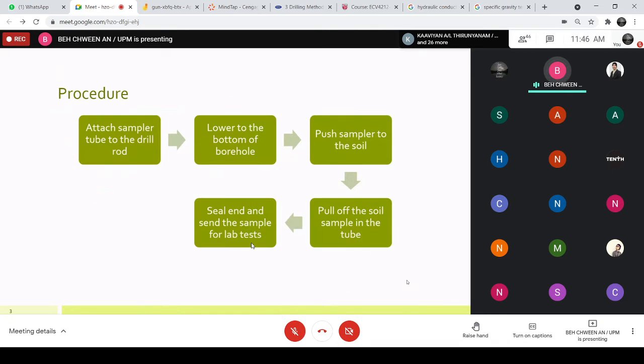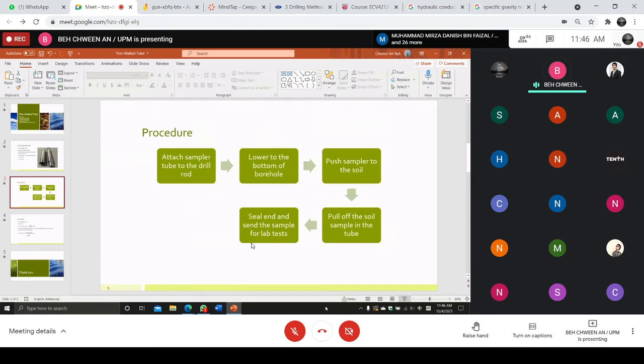This is the procedure on how it is used for sampling. First, attach the sample tube, which is the Shelby tube, to the drill rod, and then lower it to the bottom of the borehole, and then push the sampler into the soil, and then pull out the soil sample in the tube, and at last seal the ends of the tube and send the sample for lab test. Before we proceed to the next presenter, I will show a video of the sampling method for this.